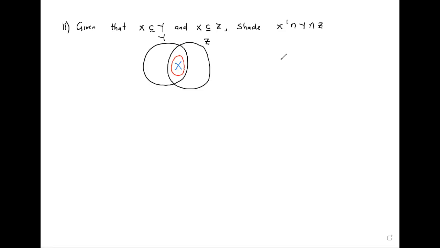Then to shade x complement, you must be in the intersection of y and z. X complement intersection y intersection z. So you're outside x, but in y and at the same time in z.